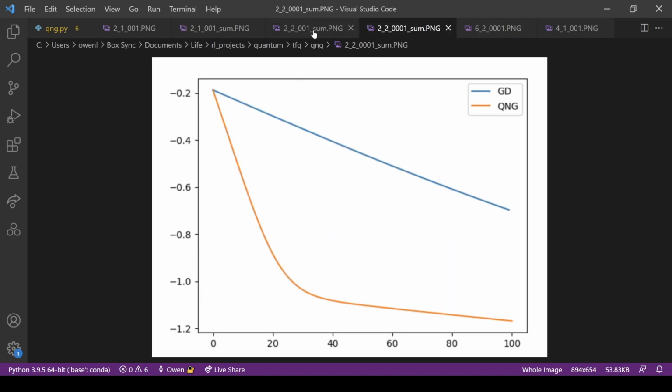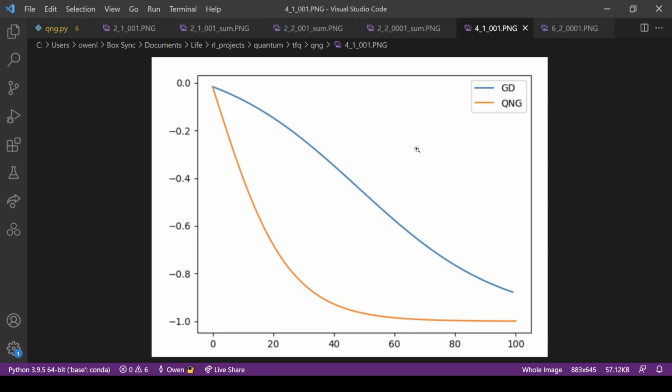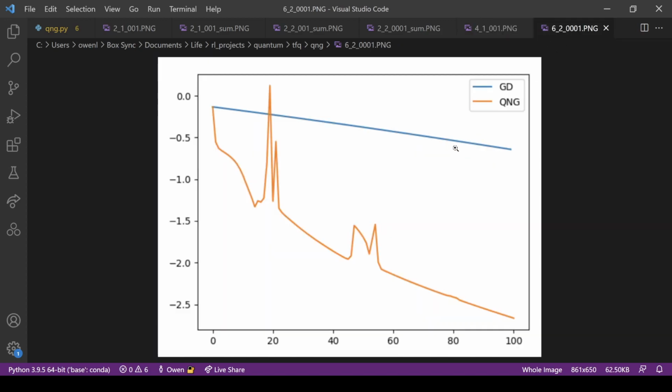And so this is an important consideration, though I don't know if this is empirically true or a statement I can make a priori, but it seems that the quantum Fisher information and the quantum natural gradient want a lower learning rate, but that's only based on a few experiments. Here's an example of 4 qubits. Here's an example of 6 qubits, depth 2. Even with this lower learning rate here, we still see some jaggedness, but it is overall much better than gradient descent.